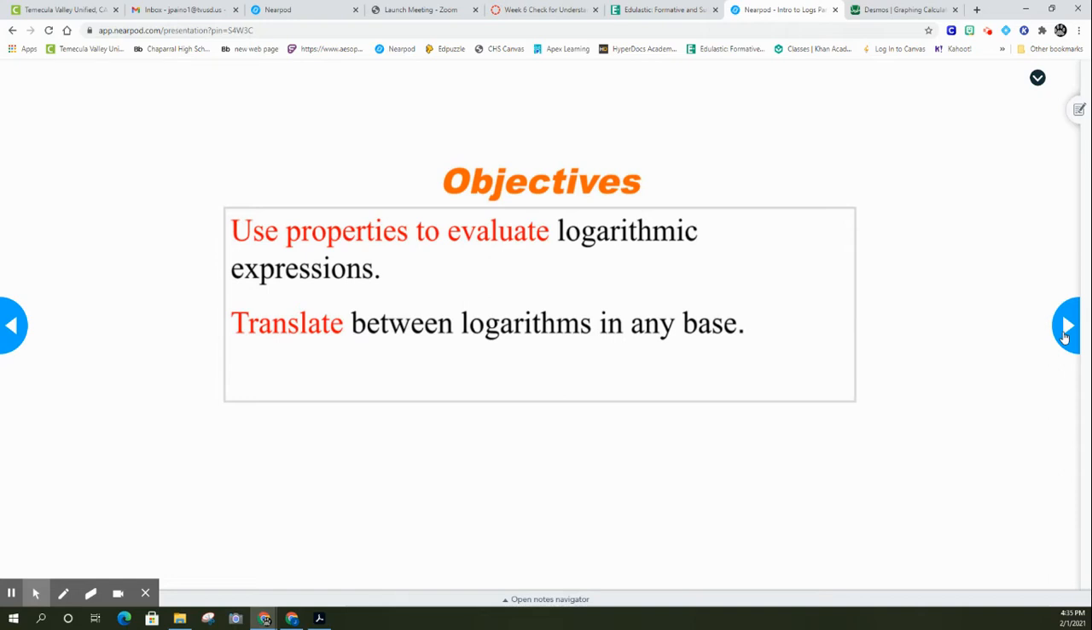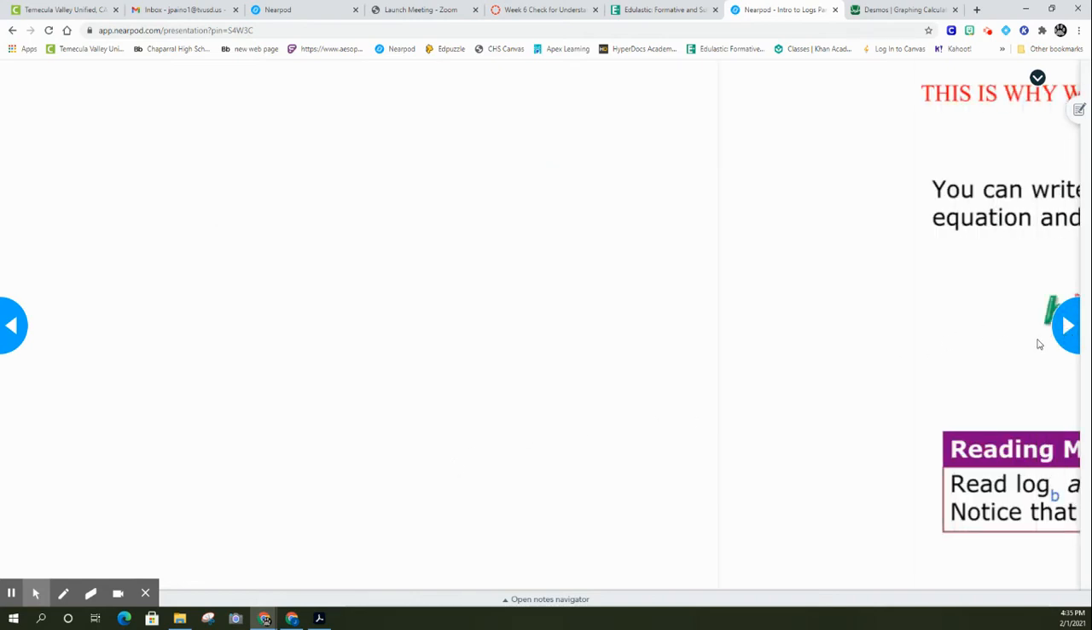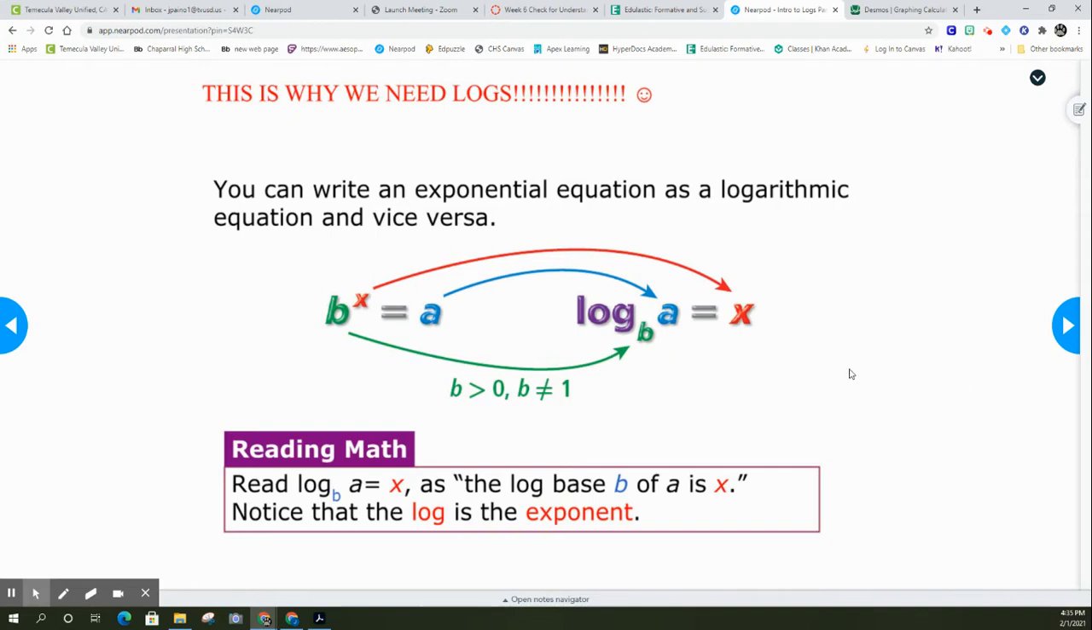All right, so our objectives for today are to use properties to evaluate logarithms, and to translate logarithms into any base. So, quick review. Here's the definition, the relationship between exponential form and logarithmic form. So log base b of a equals x, right? This x is the exponent. So I like to say a log is an exponent. The log equals the exponent. The base should make sense: it's the base of the exponential, and it's the base of the log. Log base b of a, the a was the answer, the value of that power.